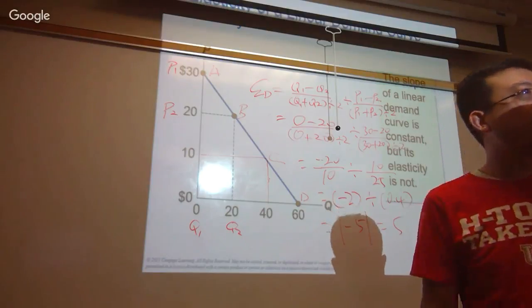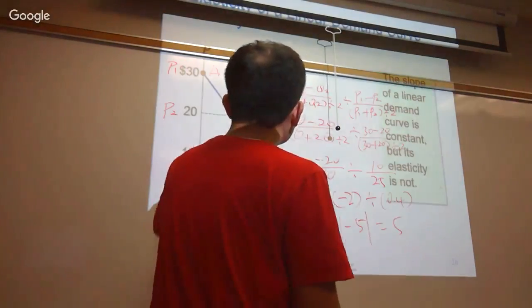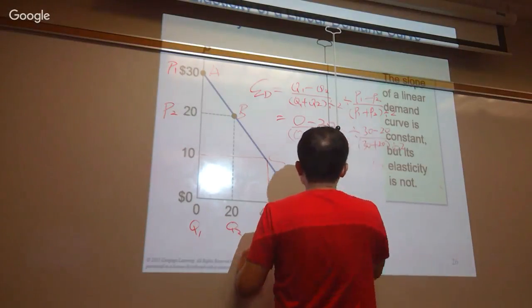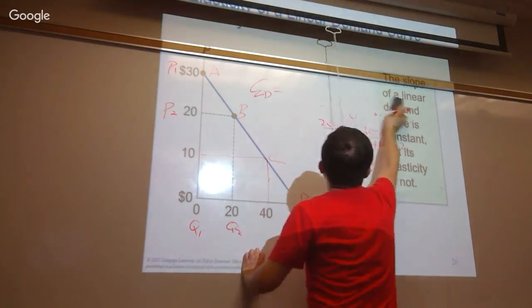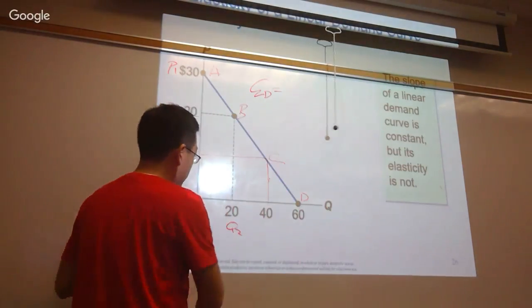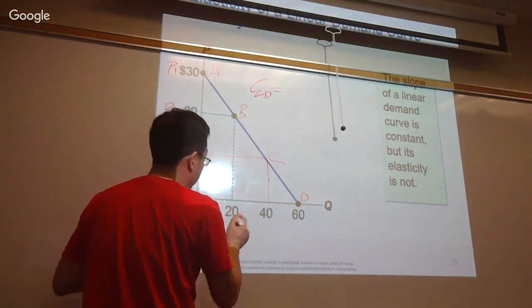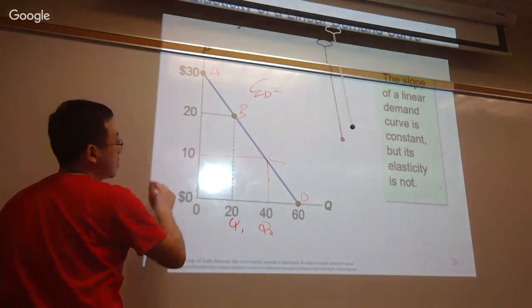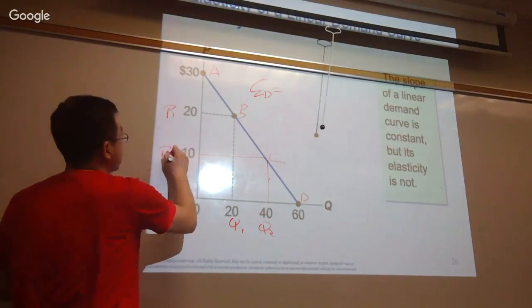All right, guys, let's go over this. Between B and C, we're going to do the quantity first. So let's call this one Q1, this is Q2, and here is Q1, here is Q2.